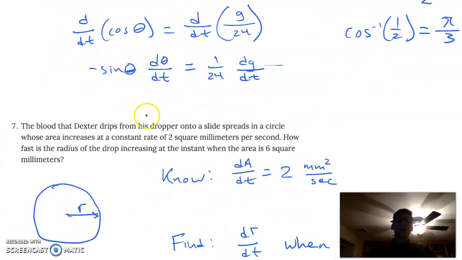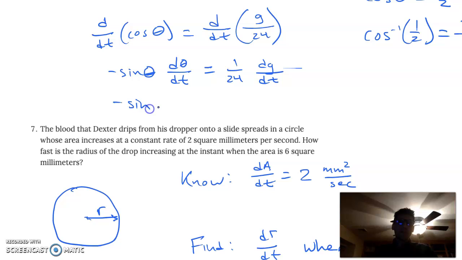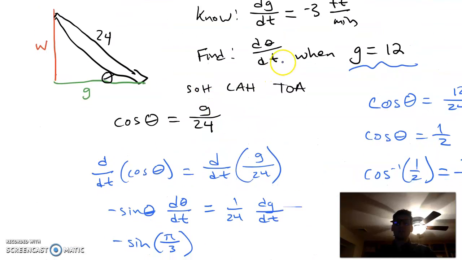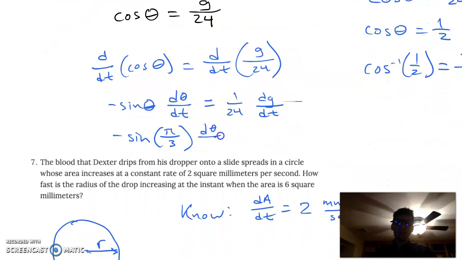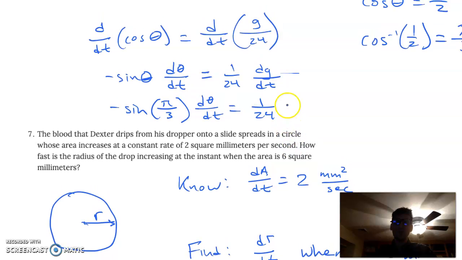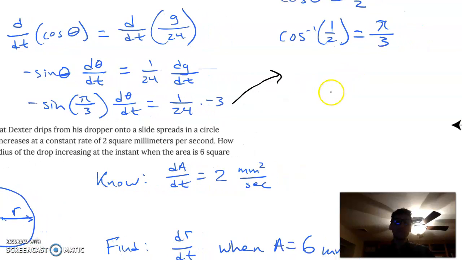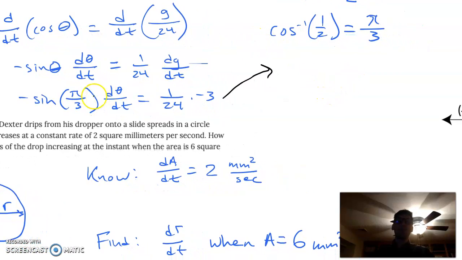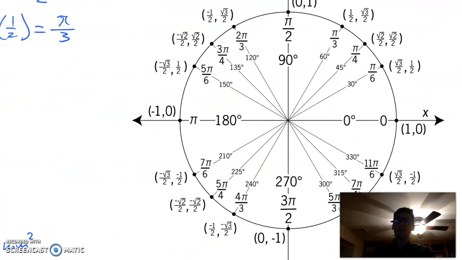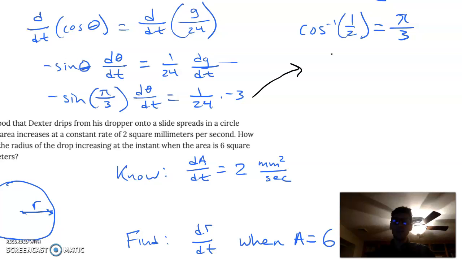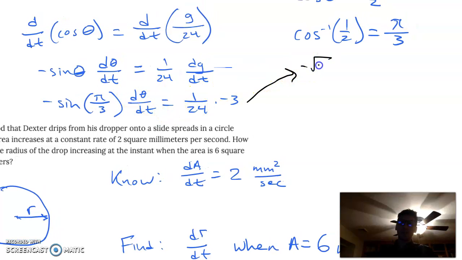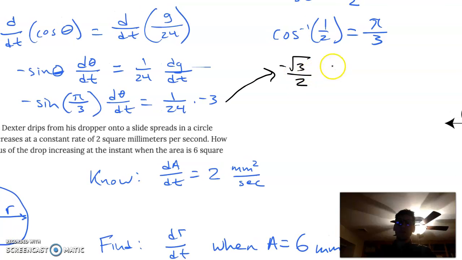60 degrees. Okay, so in the negative sine, we can now plug that in because that's the theta at that moment, the measure of the angle. We want to find d theta dt, so we still don't know that. We got the 1 over 24, and then dg dt was given to us as negative 3. Whew, this is fun. Well, we go back and find the sine of pi over 3 at that same moment, root 3 over 2. So we got negative that, which is negative root 3 over 2, times d theta dt, which is what we'll try to find.